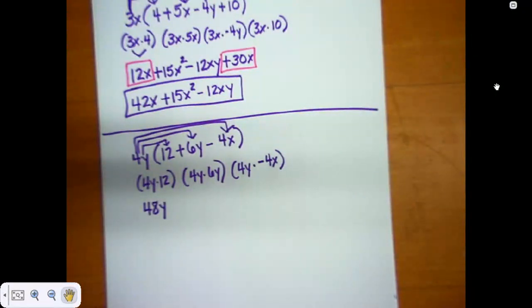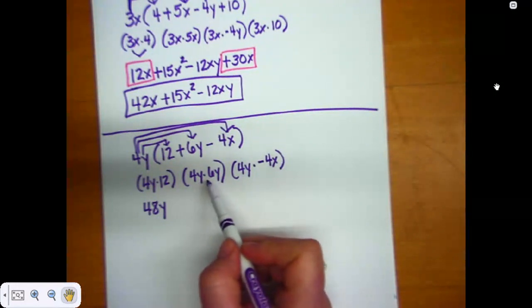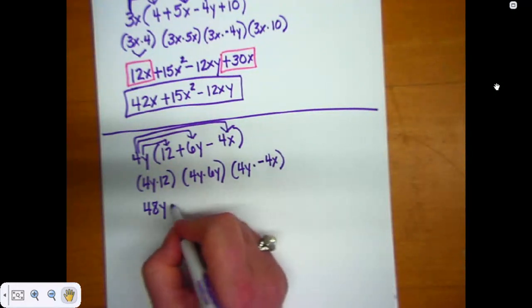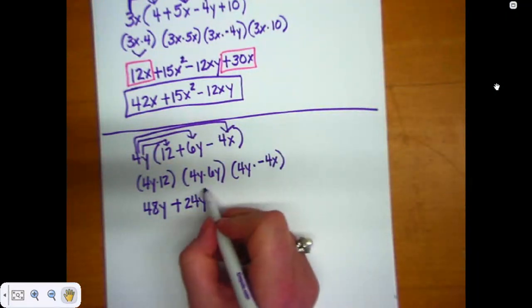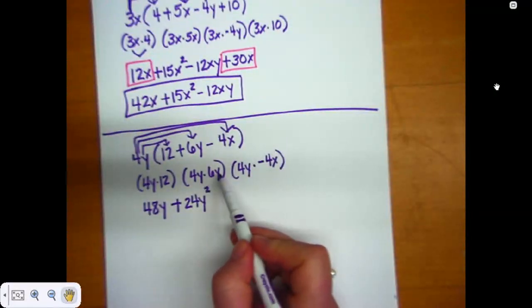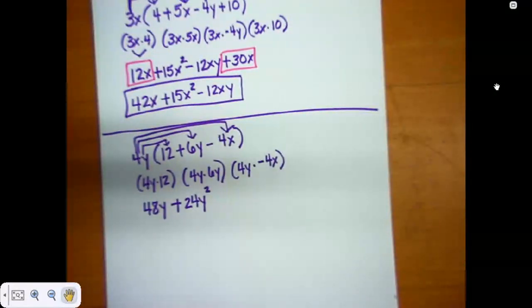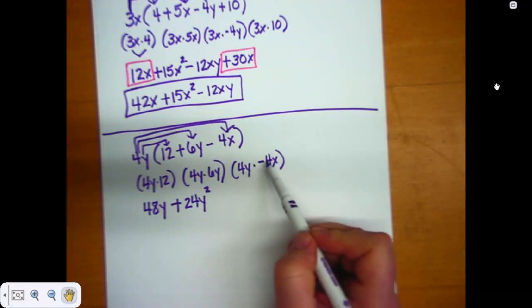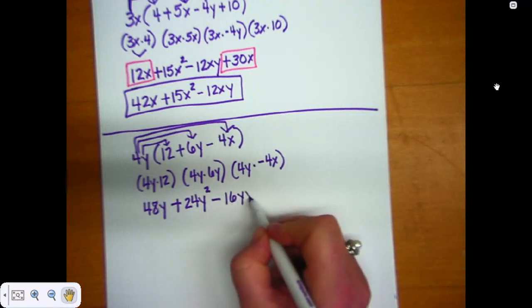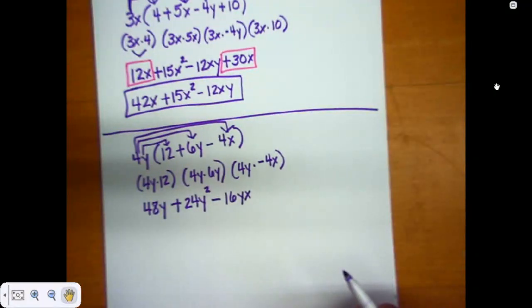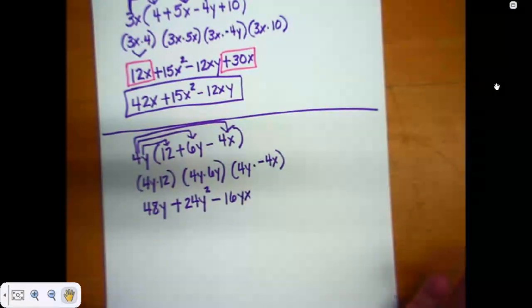Don't forget the variable. 4y times 6y equals positive 24y squared because it's y times a y. And then 4y times negative 4x gives me negative 16yx, or it could also be written as negative 16xy. It really doesn't matter the order, but you can do it either way, whatever makes you feel better, okay?